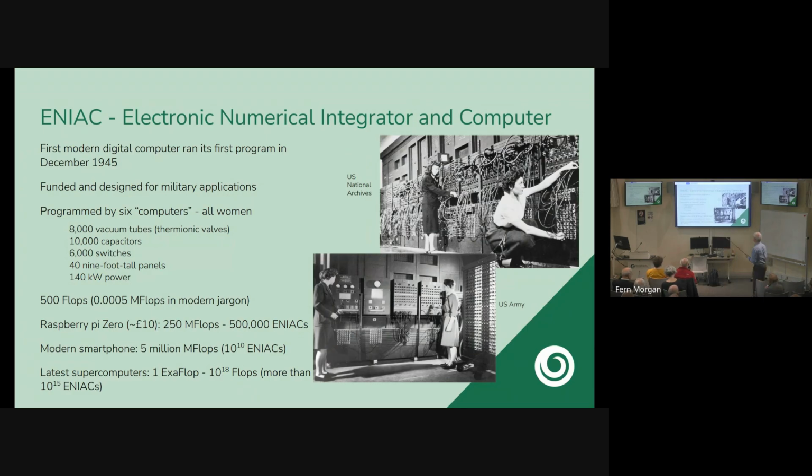To give some idea, your smartphone is more like 5 million megaflops. So that's about 10 to the power of 10 ENIACs. And the latest supercomputers are something like 10 to the power of 18 ENIACs, just for comparison. So you can see, actually, in principle, we can compute things that were quite difficult in the past.